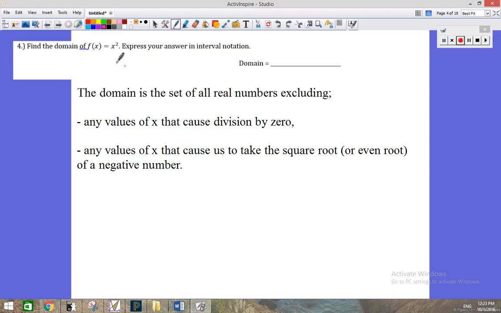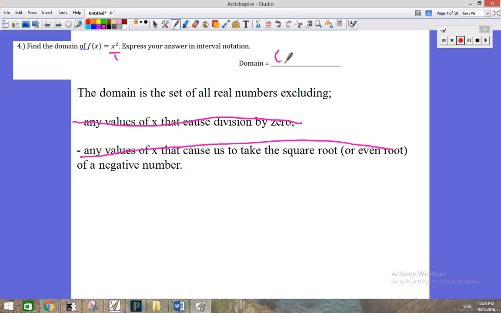Well, if I look at this function that they give me, I do not have any variables in the denominator, so I do not have to worry about division by 0. Any values of x that cause us to take the square root, or actually any even root of a negative number. I don't have any square roots or even roots, so I don't have to worry about that.